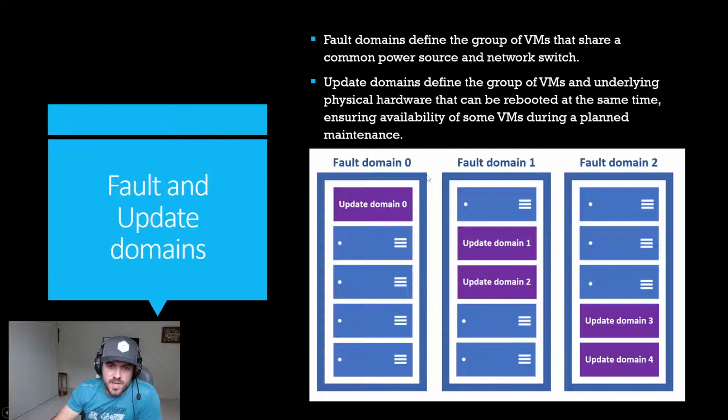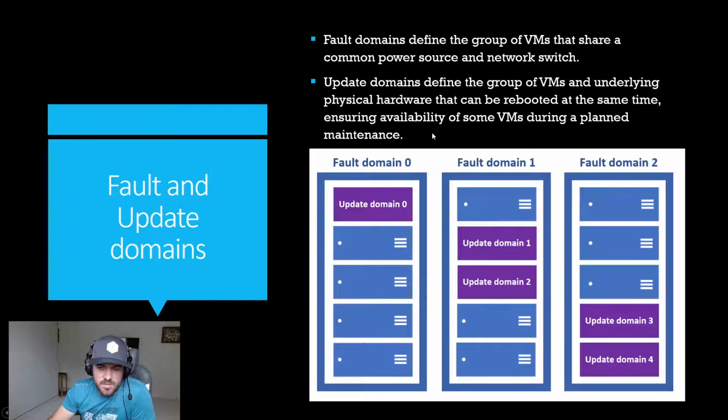So for example, a fault domain would be like a rack of servers, okay, and all these 5 servers here. Okay, we've got 3 racks, 3 fault domains. All these servers are connected by the same power source that this entire rack is using and relying on, okay? So everything in this fault domain either works together or fails together, all right? Update domains are a little more granular.